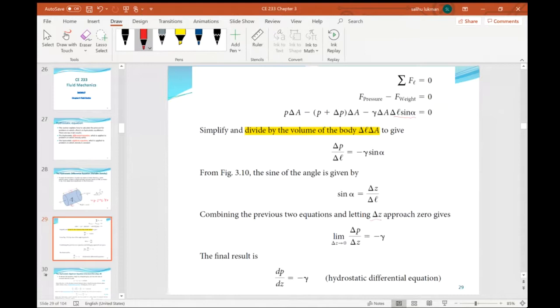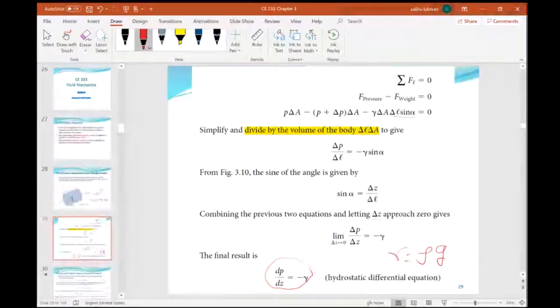So now the final result will be dP/dZ equal to minus gamma, which is the hydrostatic pressure equation. Don't forget gamma is equal to rho G. So when you have rho to be variable, when the density varies, you have dP to be equal to minus rho G dZ.